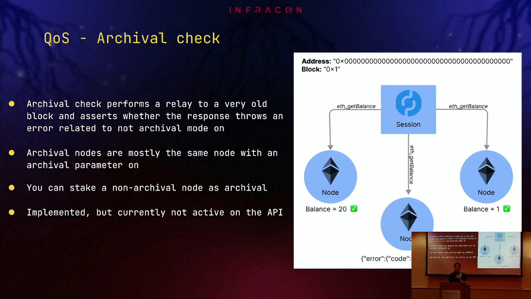So what we do in this case is try to send a test relay on a very old block, usually the first block. And we try to find if the node failed with an error related to maybe not being an archive node. If it does, then we discard the node from the session. As you can see, currently this check is implemented, but not in the API. I think it needs more testing, but it might be activated in the future. We probably need to make sure how to work with non-EVM relays, in this case, EVM chains.